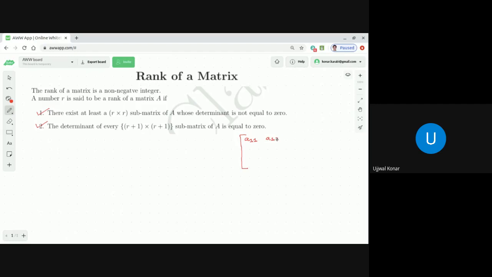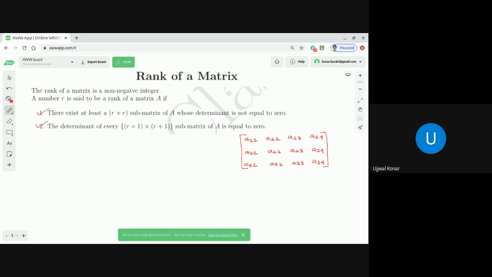A11, A12, A13, A14, A21, A22, A23, A24, A31, A32, A33, A34. The point is that the rank of this matrix is nothing but a non-negative integer.